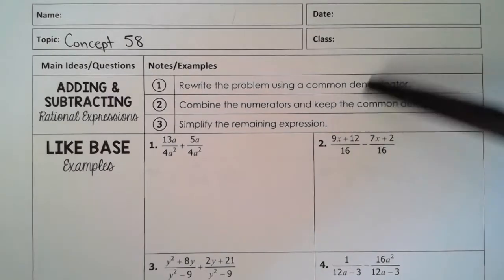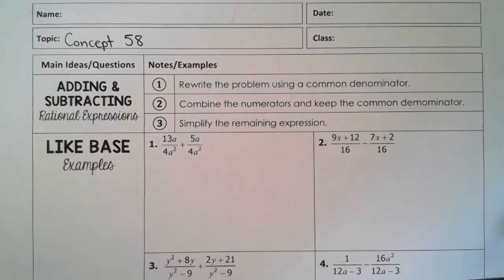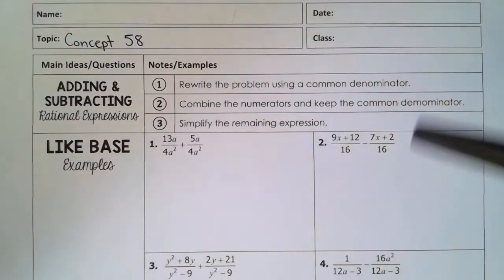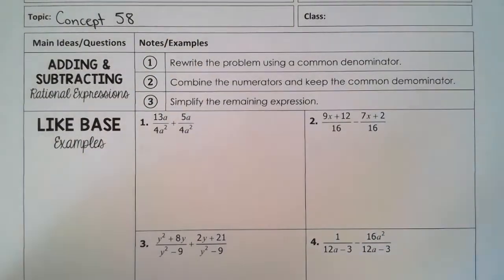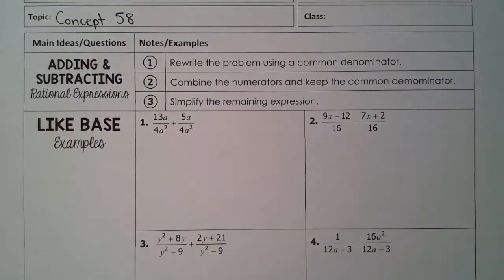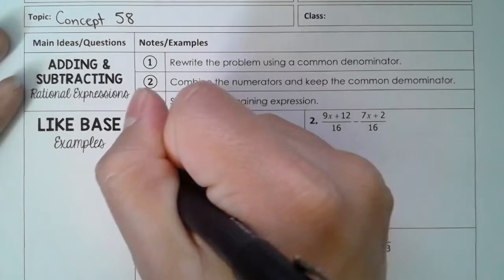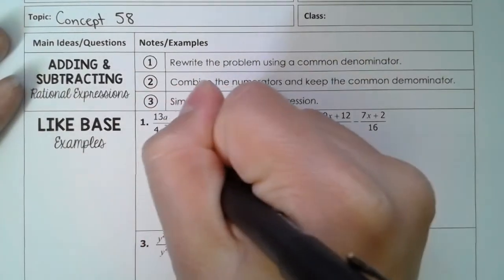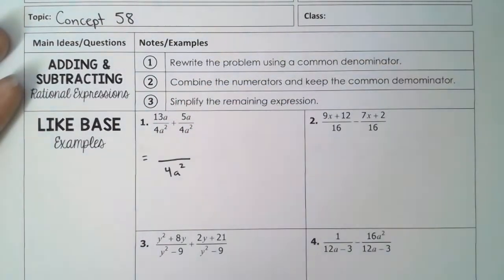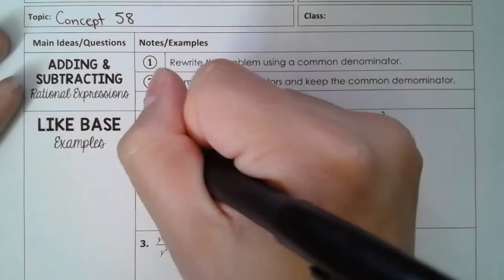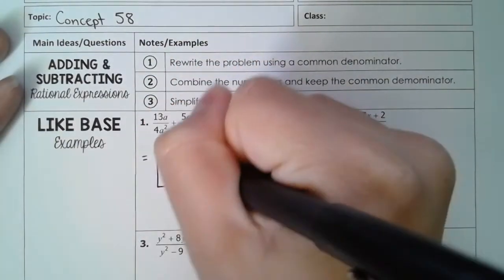So just pause the video, read the 3 steps, and then that's it. So first one, I have 13a over 4a squared plus 5a over 4a squared. So just like I said, when you add fractions, your denominators are going to stay the same, in terms of 4a squared, right? And then 13a plus 5a, you get 18a, and you're done.